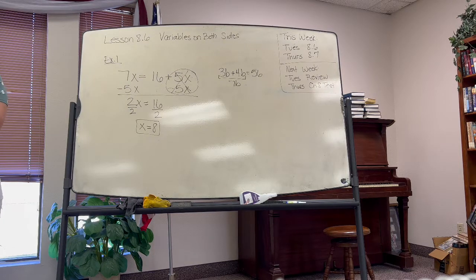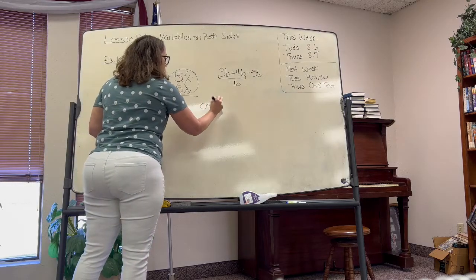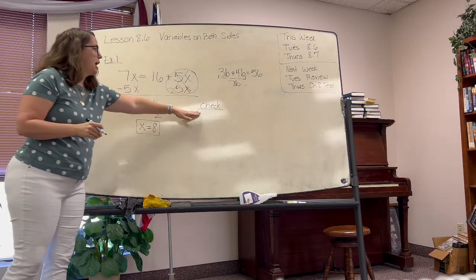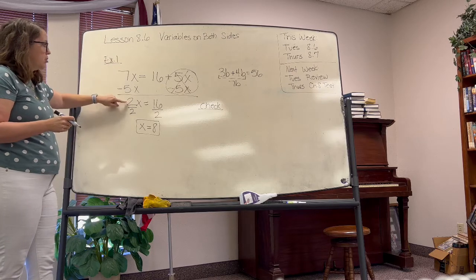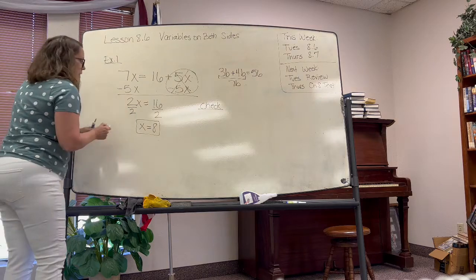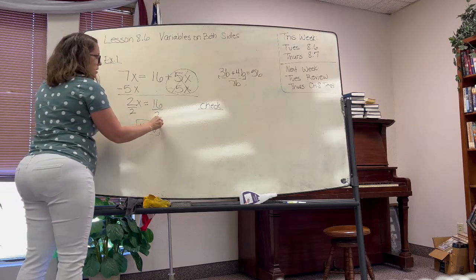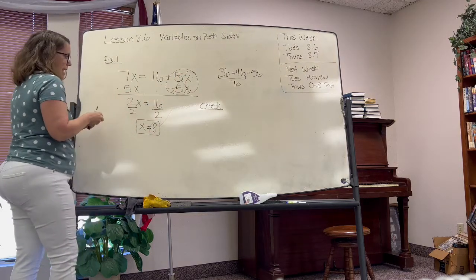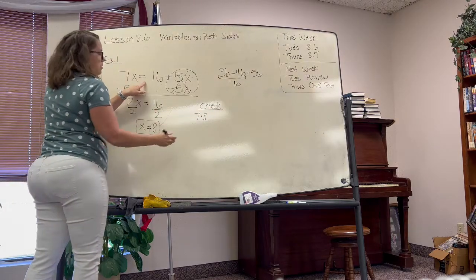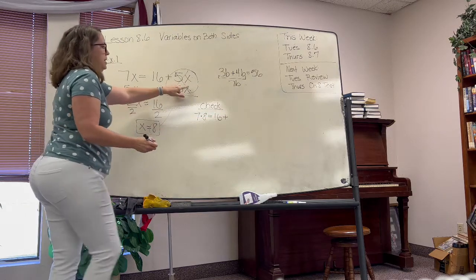Sometimes you might be asked to check it, so I'm going to show you the checks in the notes today. Remember, when we're doing a check, you always use the original problem. Do not check with this problem. You always check with the original problem. So for a check, we take what x equals and put that in place of x. This time we have 2 x's, so we're going to put 8 in both of those places. So I have 7 times 8 equals 16 plus 5 times 8.